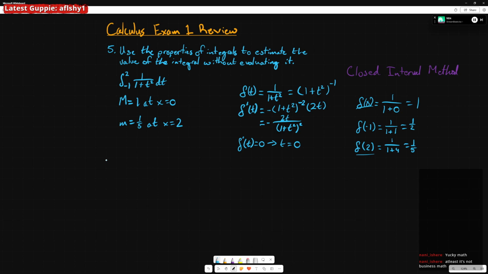Which means that for our integral, one-fifth is less than or equal to 1 over 1 plus t squared, which is less than or equal to 1.